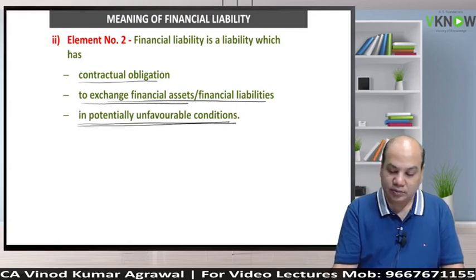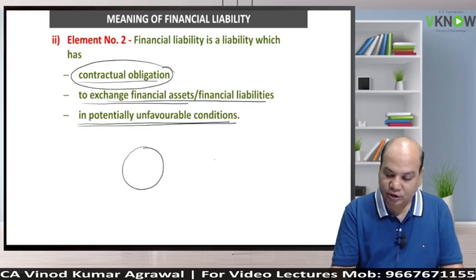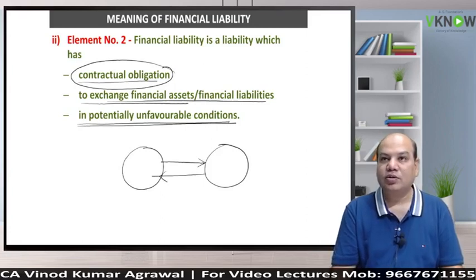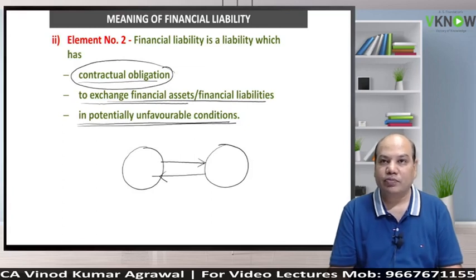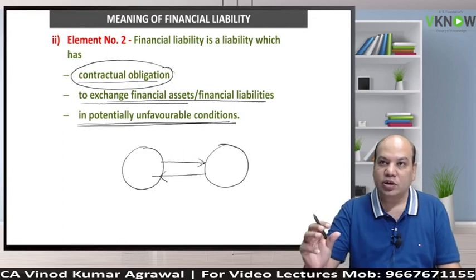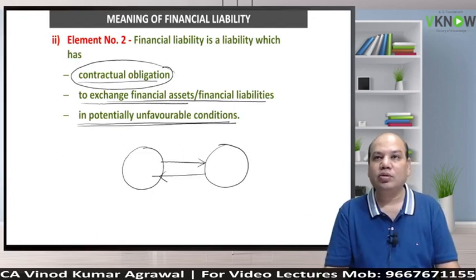It means that you have a contractual obligation. Under that contractual obligation, you will exchange financial assets or financial liabilities, but the contract is unfavorable to you. Contract is unfavorable to you. So according to the definition of financial liability, even these types of contracts will be called financial liability.